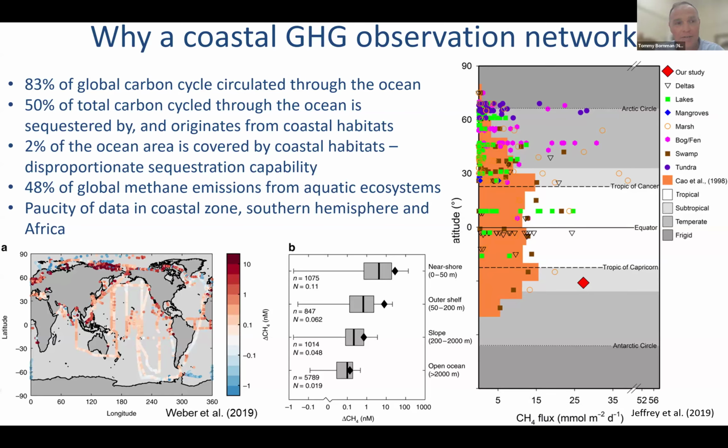But on the other hand, 48% of global methane emissions come from aquatic ecosystems, as you see in that middle graph at the bottom. But there is a great paucity of data for the coastal zone, but also for the Southern Hemisphere and Africa, as you see in the figure on your right-hand side.